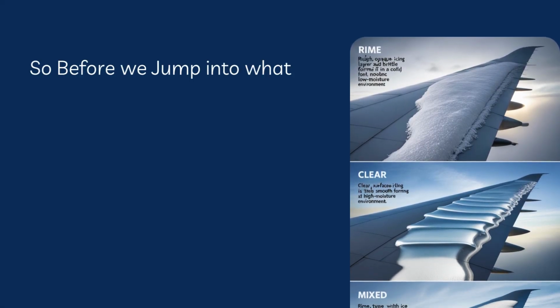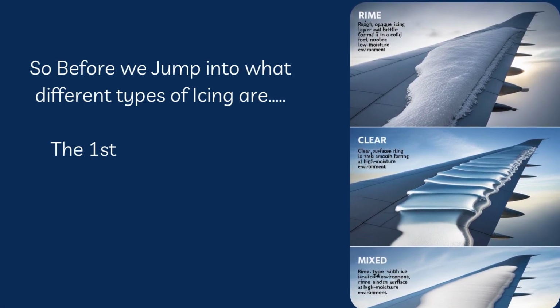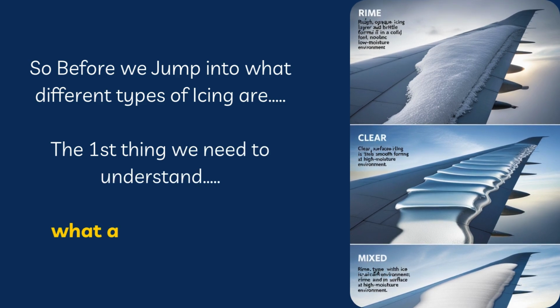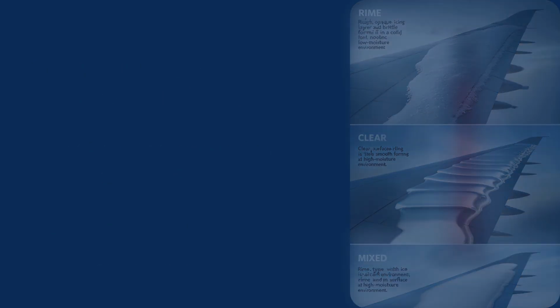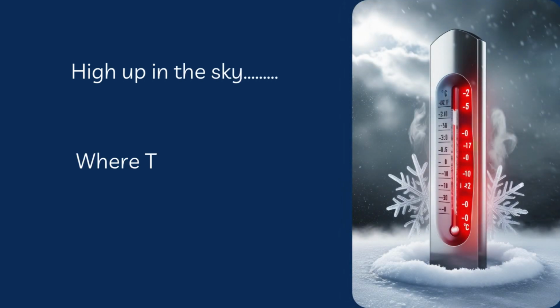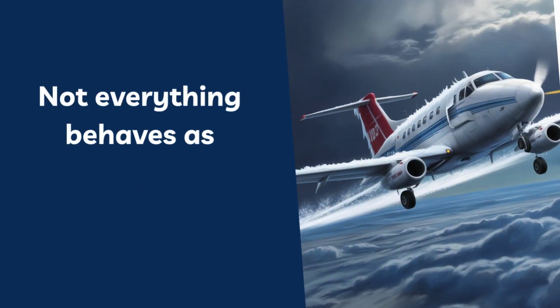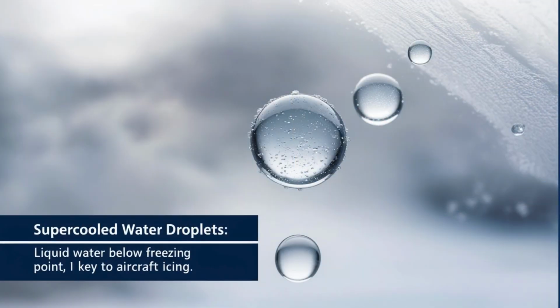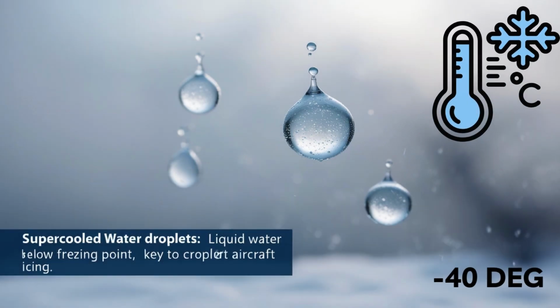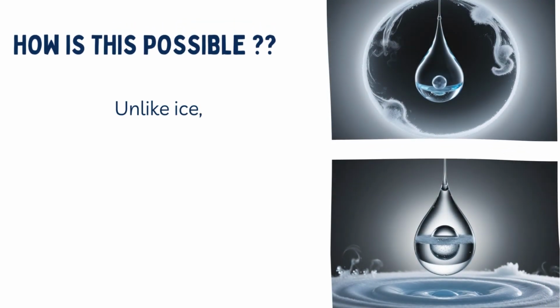So before we jump into what the actual different types of icing are, the first thing we need to understand is what supercooled droplets are. High up in the sky, where temperatures plummet below freezing, not everything behaves as you might expect. Meet the supercooled droplet. A tiny drop of water that stays liquid even in temperatures as cold as minus 40 degrees Celsius. How is this possible?